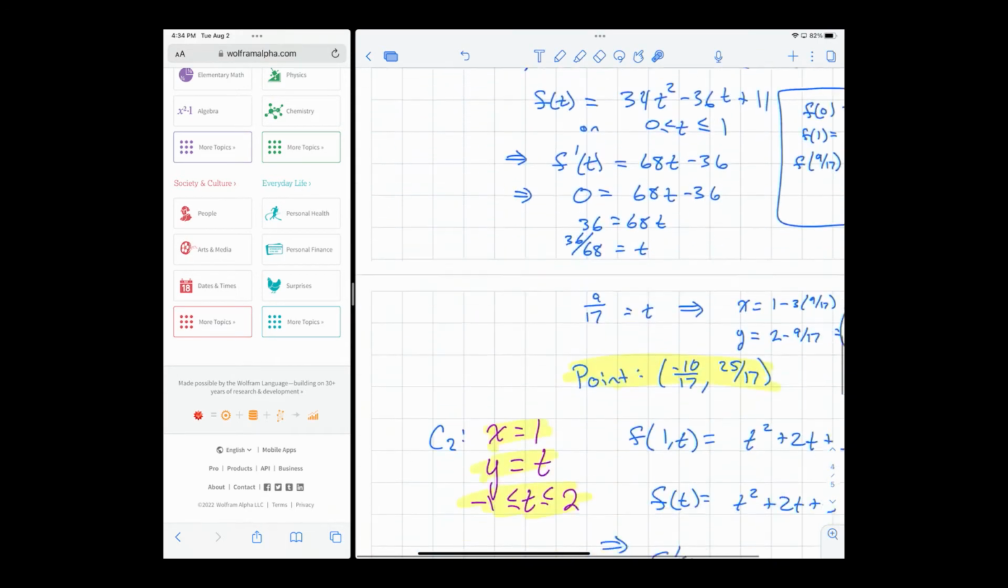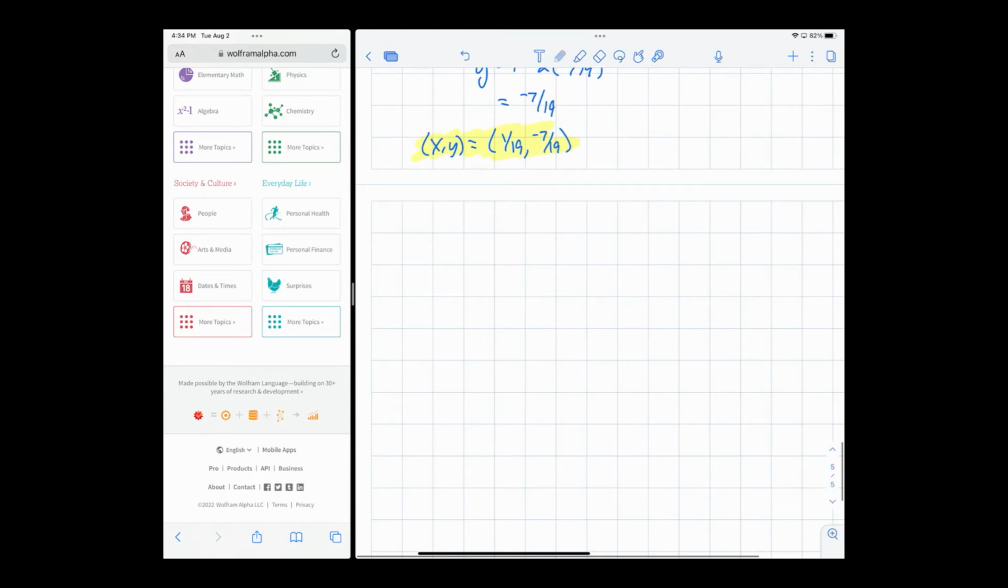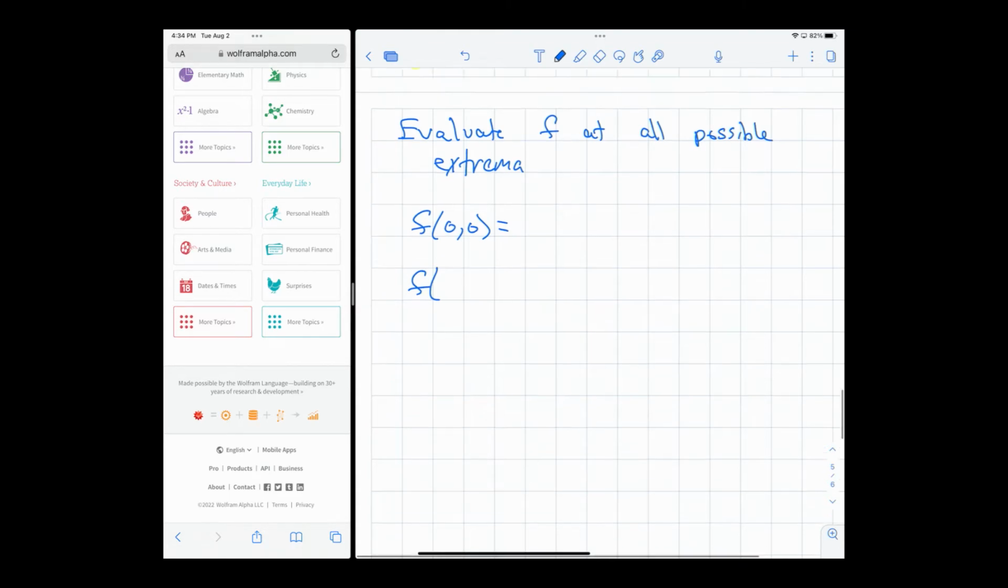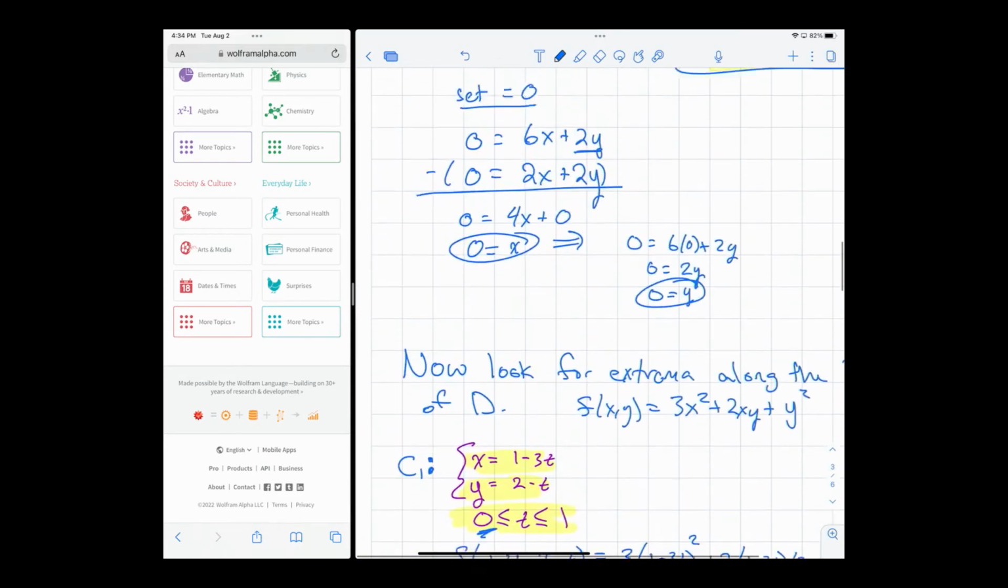Let's see if we can list them. So we're going to have to work out f of 0, 0. Let me just say what we're doing. So let's say evaluate function at all possible extrema. We don't know if they are extrema. So the first one that we had was 0, 0. And then we had, well, any of the corners. So any of the corners count.